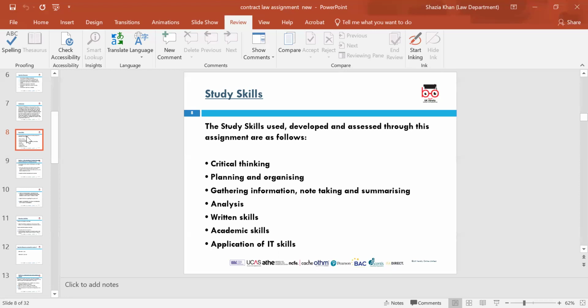Written skills is really important. Academically, you need to be writing a good piece of work. You need to be able to write an academic piece of work, and you need to have good written skills. Another one is academic skills, which is really important in regards to that, and application of IT skills. And again, IT skills is really important when you're submitting your work in the form of Microsoft Word. You need to be able to type it and have the basic academic skills, PowerPoints, things like that, whatever you are expected to do. So these are the study skills that will be used, developed throughout doing the assignment.